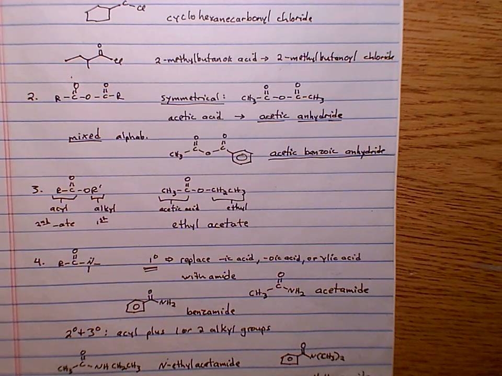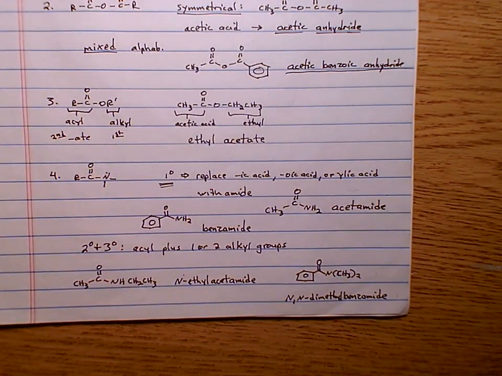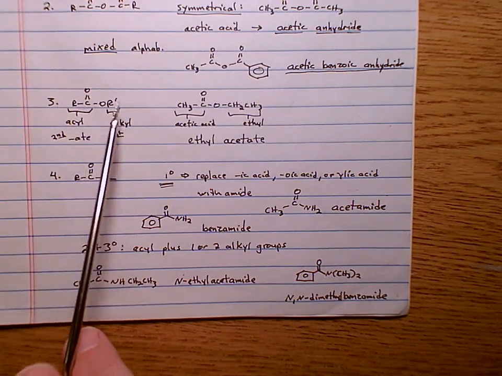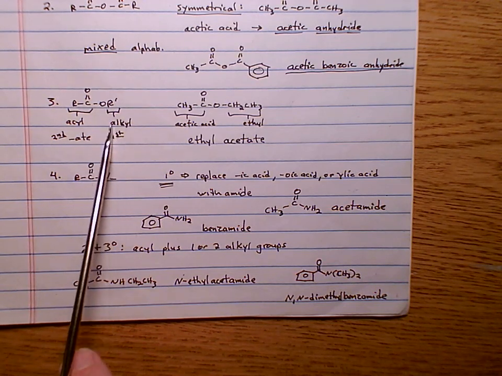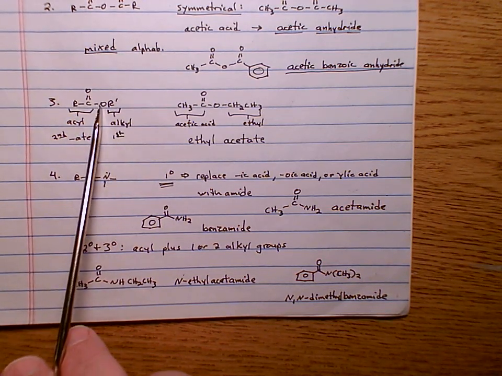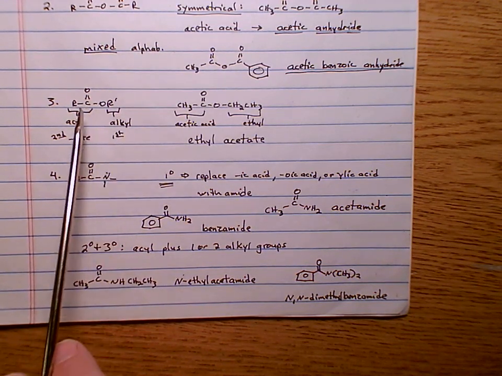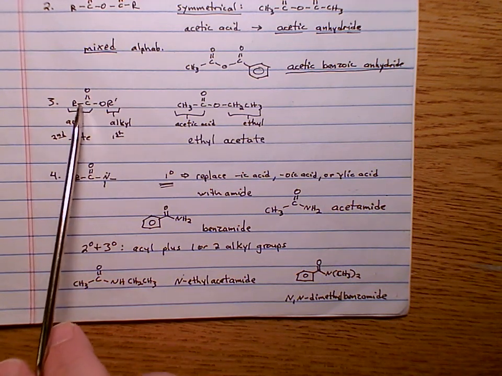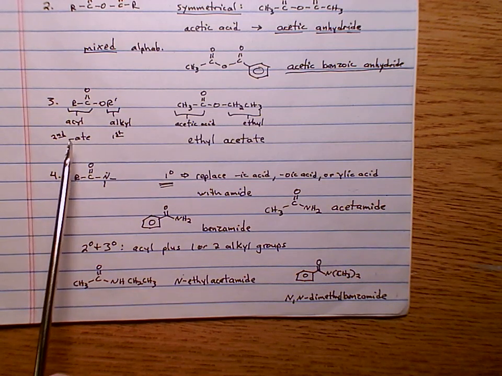Cool. All right, esters. How do we name esters? The way we're going to name it is we're going to look at the RC double bond O, our acyl group. We've got this other oxygen here, and we've got an R prime, an alkyl group attached to this oxygen. You're going to name the alkyl group first, followed by the acyl group, but instead of ic acid, if it was a carboxylic acid, we're going to add ate.